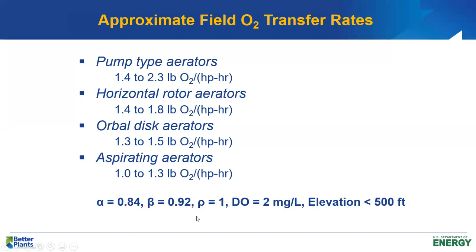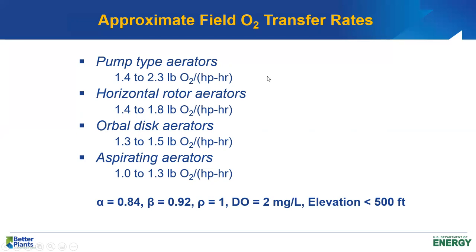As far as approximate field oxygen transfer rates, we'll make some assumptions here. Alpha 0.84, beta 0.92, rho 1, operating DO 2 milligram per liter at an elevation of less than 500 feet. So again, what we can do is take the standard oxygen transfer rate, multiply it by about 0.6 to estimate what our field transfer rate of these surface aerators will be. So for pump type aerators, vertical axis aerators, donut aerators, whatever you want to call them, the field oxygen transfer rate will typically be in the range of 1.4 to 2.3.